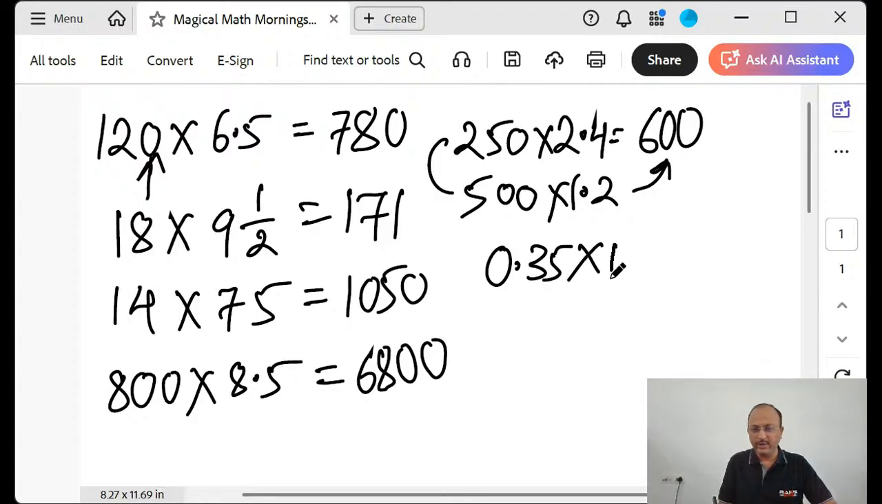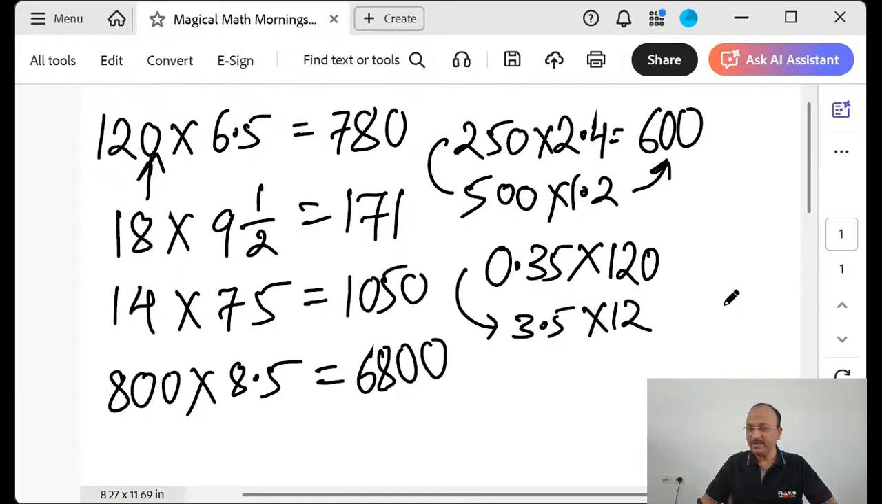0.35 into 120. Just a slight variation of the above numbers. 0.35 into 120. I'm going to double only once. It is as if we are multiplying 3.5 into 12. Correct? Yes, it is 7 6s are 42. Very good. Perfect. All of you had given the correct answer. Let's take this.